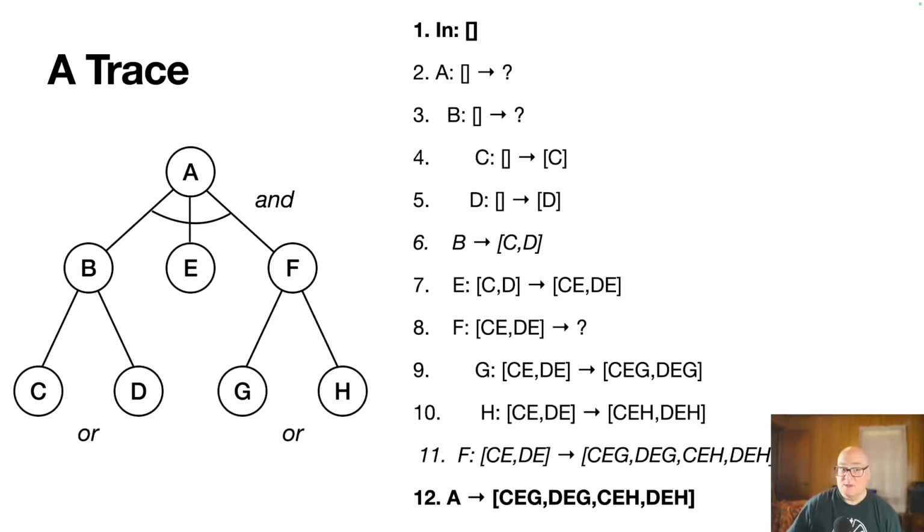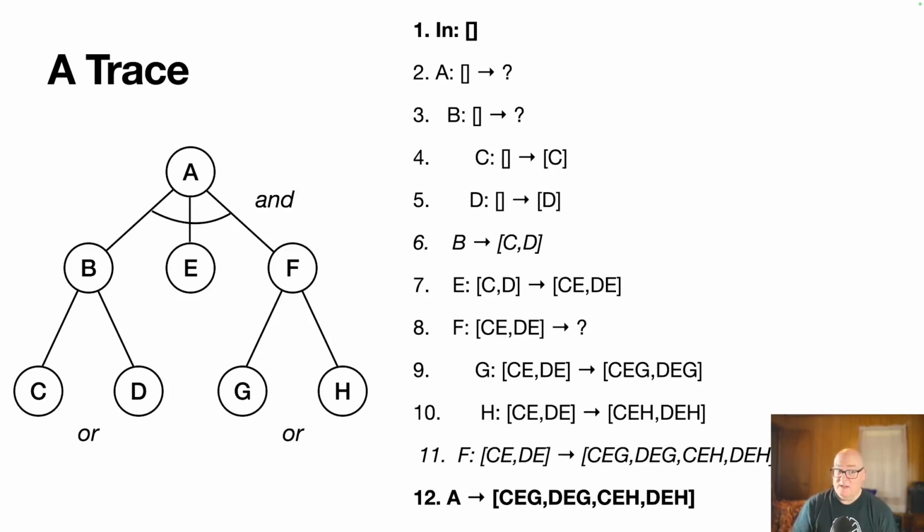We'll take that same tree and generate the alternatives. So what you want to think of is A is going to have some sort of B, some sort of E, and some sort of F. The B is going to have either a C or a D. The E is fixed. There's no choice. And the F is going to have a G or an H.